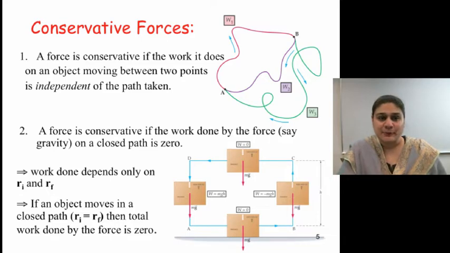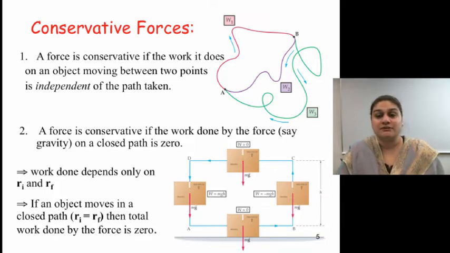In physics, a force is conservative if the work it does on an object moving between two points is independent of the path taken and only depends on the end points, from where it started to where it ended. A force is conservative if the work done by the force on a closed path is zero. So work only depends on the initial position Ri and the final position Rf. If an object moves in a closed path, then the total work by the force is zero.